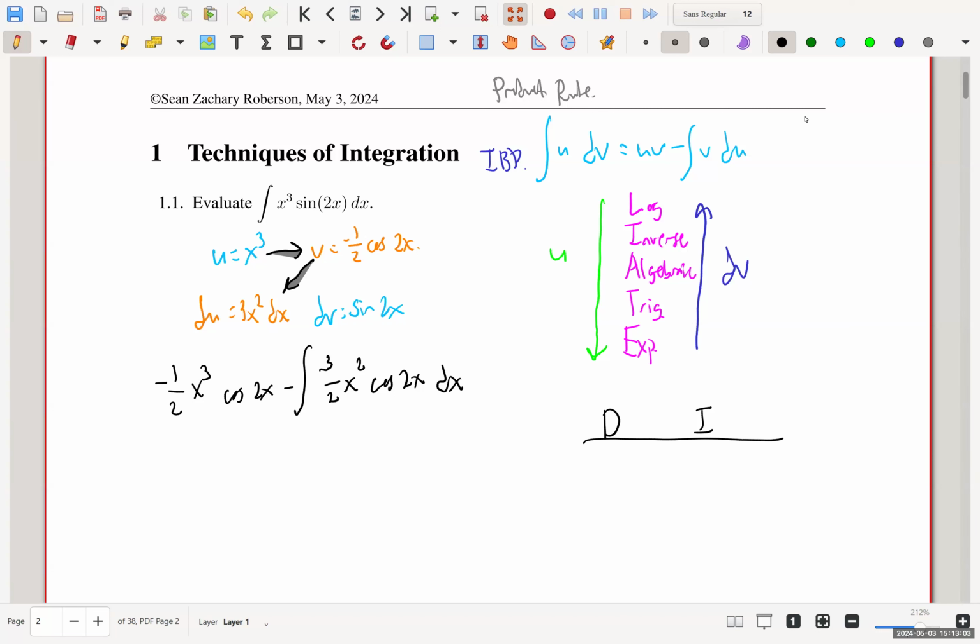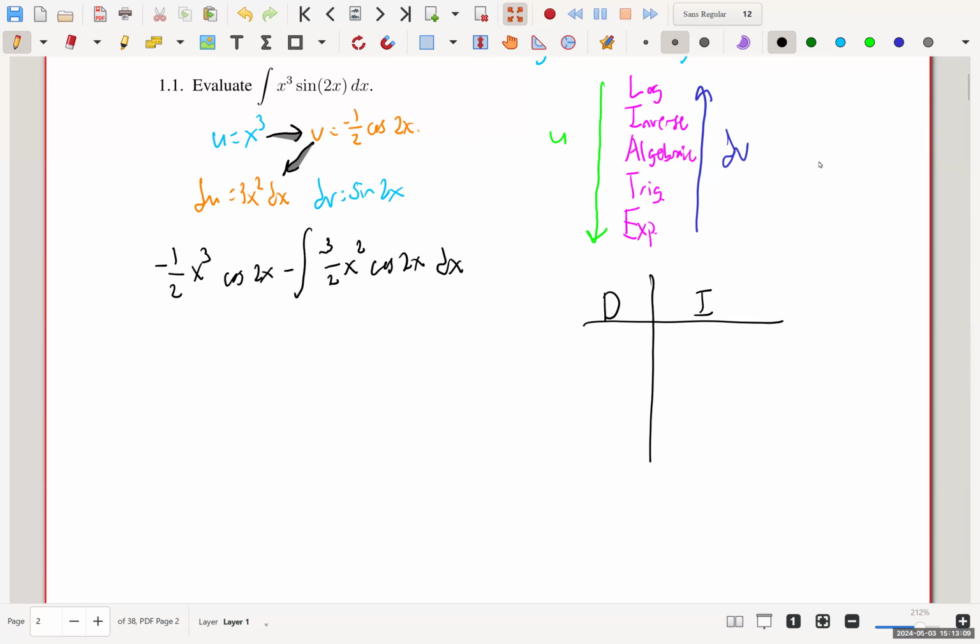So the question is, do you have the ganas? So here's how we're going to do our DI method. I'm going to leave that there as an exercise for you to finish, but you'll see that you can get the same result by doing this table method. The D column is going to be all your u's, and your I column is your dv. What do you think D means here? Derivative. And what does I mean? Integral. So in the D column, you're going to differentiate. The I column, you're going to integrate. So we'll put our first thing in the D column, which was x cubed, and in the I column, we'll have sine 2x.